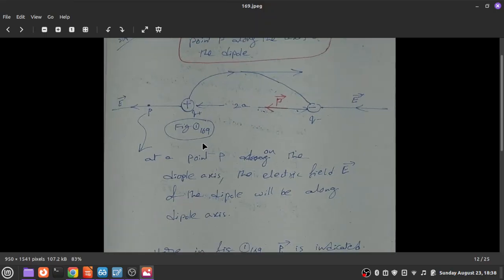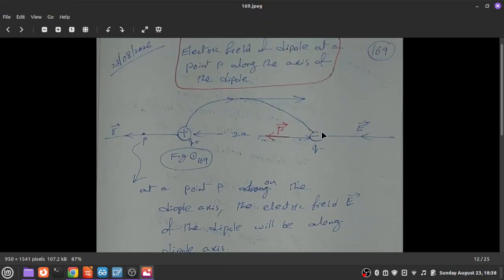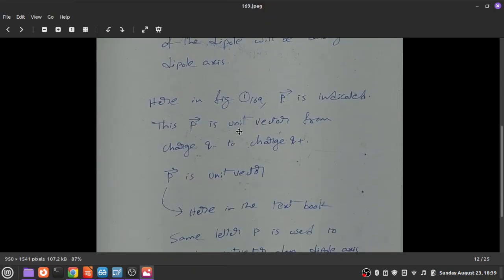Now you consider here the electric dipole is again shown, a positive charge and a negative charge. Between them the distance is 2a. Here a new vector is shown, p hat. That p hat is the dipole unit vector. That unit vector is from the negative charge to the positive charge. Its magnitude is 1, and its direction is from the negative charge to the positive charge. Here also one point is selected, a point P along the dipole axis. On this dipole axis, a point P is shown. At point P, you will find the electric field is towards the left direction. Let us see why it is towards the left direction. All those things we will discuss in the next page.